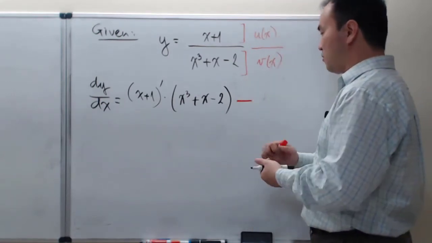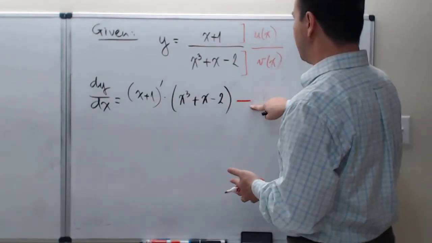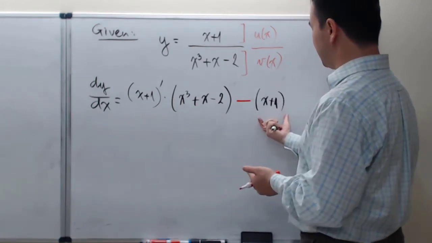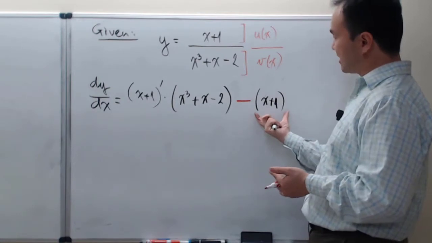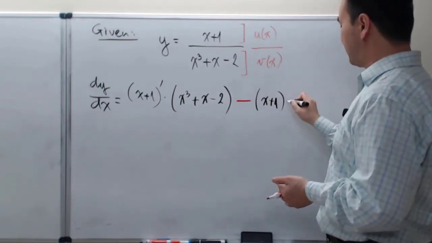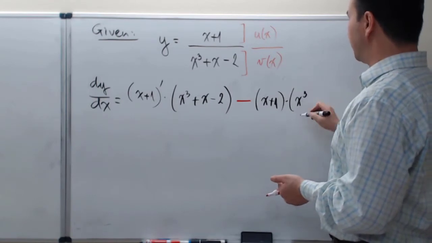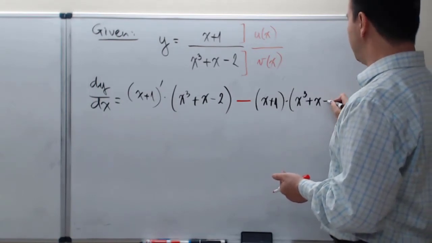And what comes after the subtraction? Now I'm going to keep x plus 1, with no prime, so this is u of x. And I'm going to multiply that with the derivative of x cubed plus x minus 2.